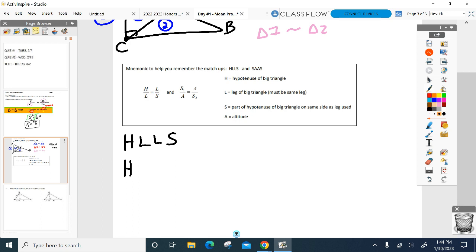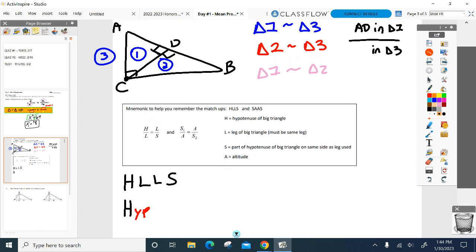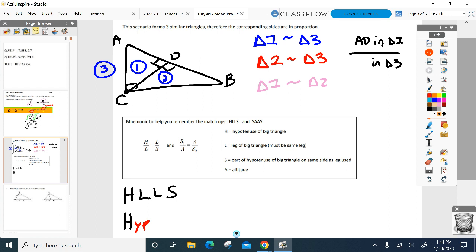Let's start with H. H is for hypotenuse. Go back to my diagram. What do I mean by the hypotenuse? Because there's actually 3 in there. I got 3 right triangles. I have 3 hypotenuses. Which one do I mean? I'm talking about the hypotenuse in the big right triangle, which would be what segment up here? AB. So when we say H in HLLS, we're talking about the hypotenuse in the big right triangle.